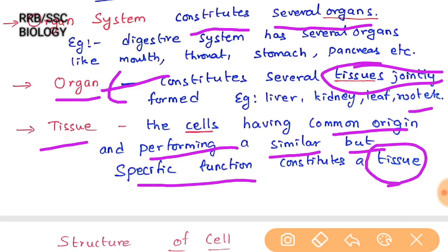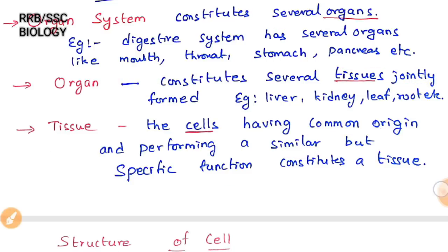For example, if you take a muscle tissue, the muscle contracts at a time. All the cells within the tissue contract or expand, respire, everything will be done in a simultaneous way. Okay friends, these specific functions by all the common group of cells coming together, we say that it is a tissue, friends.